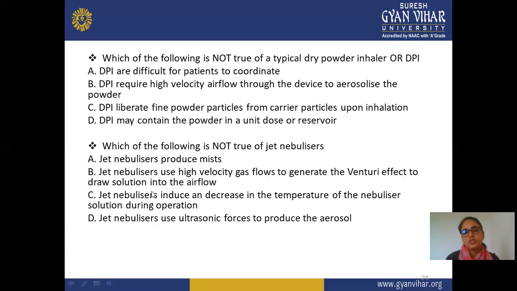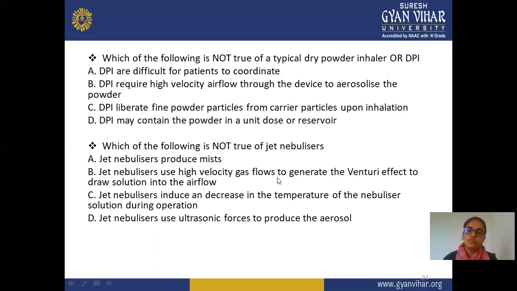Next question: which of the following is not true for a typical dry powder inhaler dosage form? In this, we select the one option which is suitable for a typical dry powder inhaler, or DPI. The first option: DPIs are difficult for patients to coordinate. B: DPIs require high energy airflow through the device to aerosolize the powder. C option: DPIs liberate fine powder particles from a carrier particle upon inhalation. D option: DPIs may contain the powder in unit dosage form or reservoir. These are the four options regarding a typical dry powder inhaler. You can select the one correct option suitable for this question.